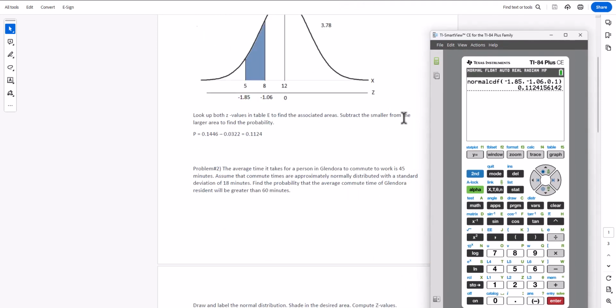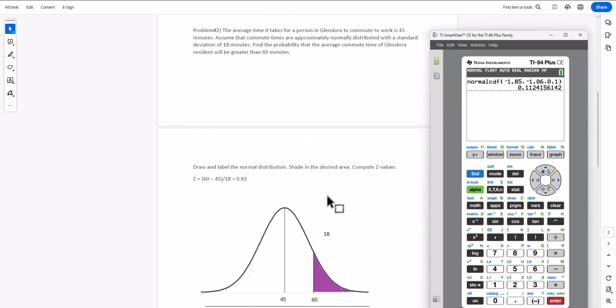The second problem states the following. The average time it takes for a person in Glendora to commute to work is 45 minutes. Assume that commute times are approximately normally distributed with a standard deviation of 18 minutes. Find the probability that the average commute time of a Glendora resident will be greater than 60 minutes.